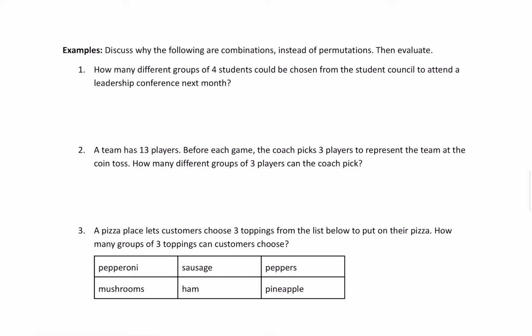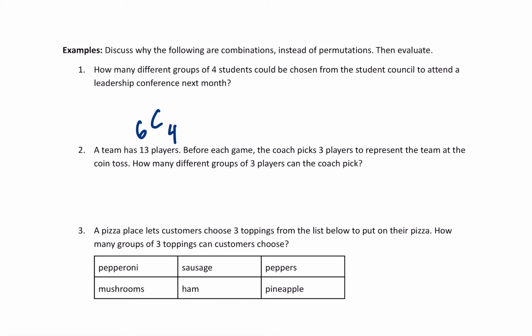So, discuss why the following are combinations instead of permutations, then evaluate. How many different groups of 4 students can be chosen from the student council to attend a leadership conference next month? Well, I'm not assigning these students any titles or any positions. That's why order doesn't matter. It's just 4 students that I'm picking. So let's say that our student council has 6 people in it, and we're choosing 4 of them.